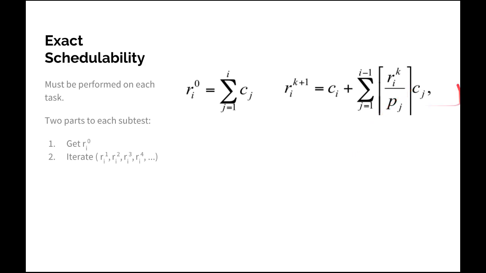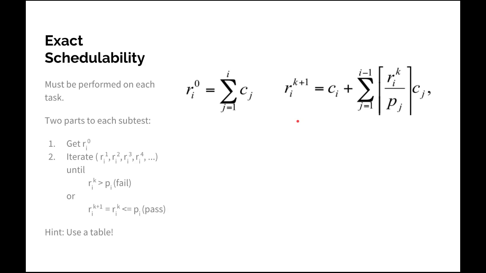These are very stupidly long formulas. Not even long, they're just convoluted. Lots of subscripts and superscripts. You iterate until an R value is greater than the period, or you go until the R value does not change and that value is less than or equal to the period of a given task.